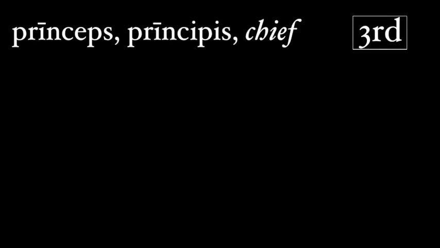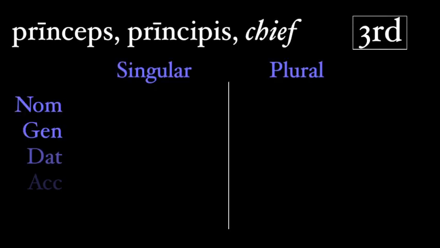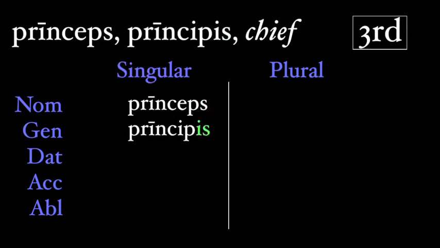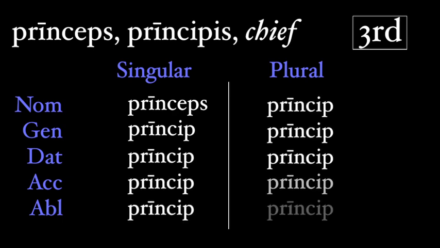So let's decline. We'll take our noun princeps, principis, and use the fact that the first form, princeps, is the nominative singular, and the second form, principis, is the genitive singular. Then we look at principis and remove the ending -is. So P-R-long I-N-C-I-P is the stem. And notice that it's slightly different from the nominative singular. No matter. The nominative is what it is, and we still use the genitive to add our endings to.